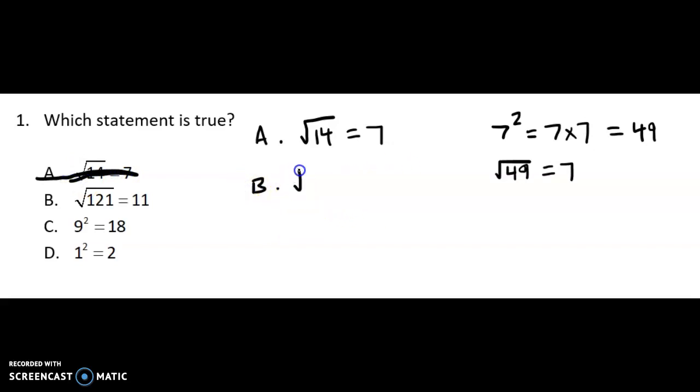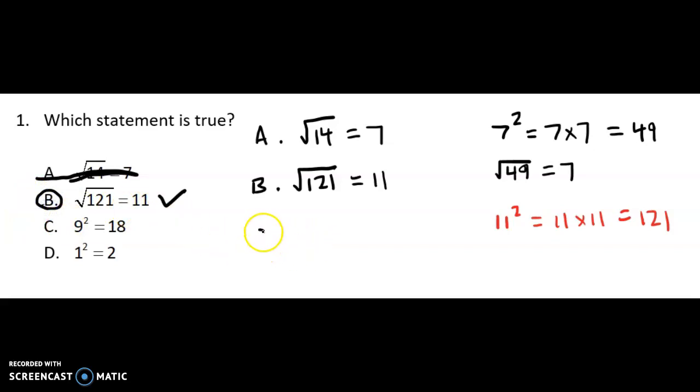B, we've got the square root of 121 is equal to 11. So looking at this one, let's try the same thing. Let's go with 11 squared, which means 11 times 11, and that is 121. So if I go and do the inverse operation, I obtain what's underneath my root sign here. So the answer here is B.